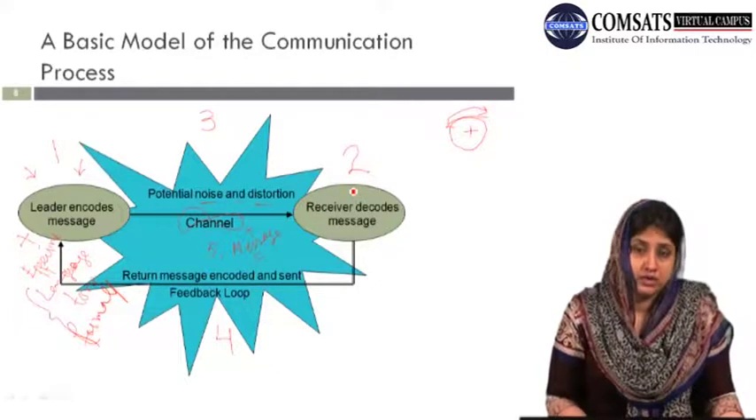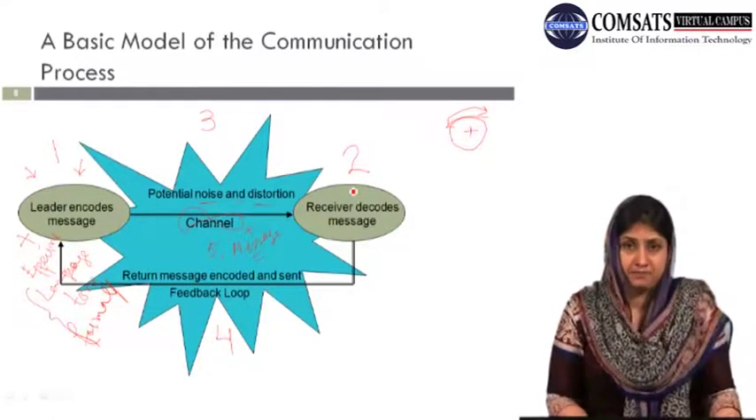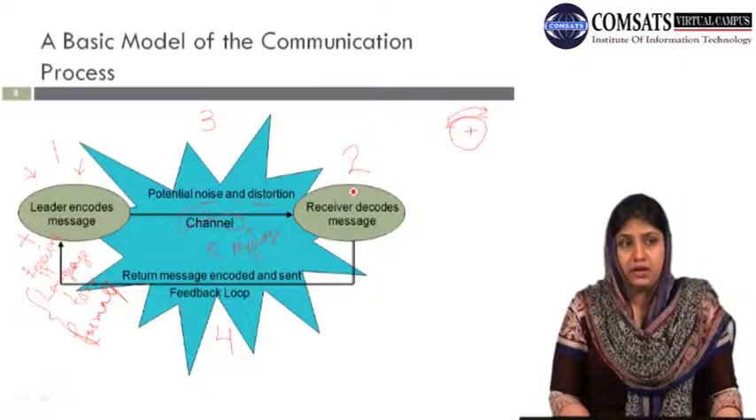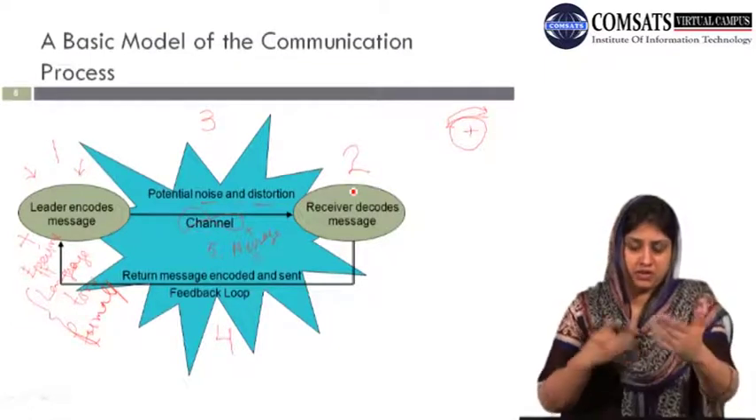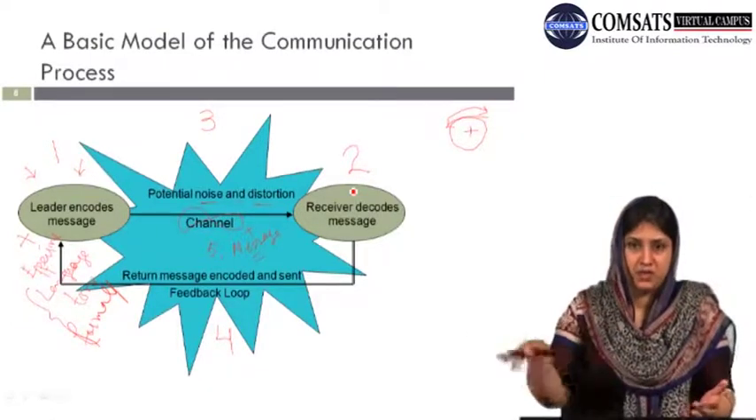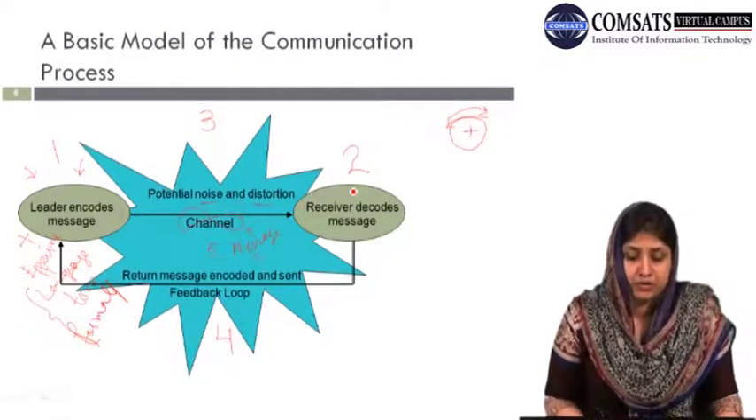Then distortions. If you're talking on the phone, if the line gets disturbed again and again, there are different kinds of distortion. If you are talking face to face, people crossing in between, this is a kind of barrier. So all these barriers cause troubles.